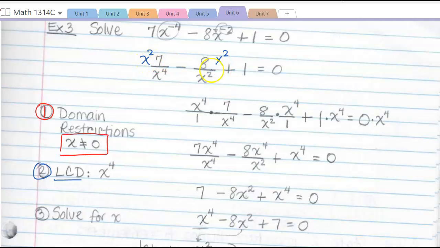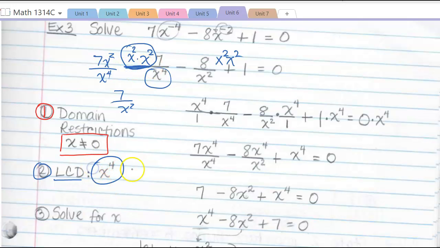But notice, this will get rid of the fraction here, but over here for this first term, I will still end up with 7x squared over x to the 4th. If I reduce that, that becomes 7 over x squared. So I still need to get rid of some more x squared, so I'm going to multiply again by x squared. And if I multiply by x to the 4th, then the x to the 4th in the denominator will go away. So I think our LCD cannot just be x squared, but it needs to be another x squared, because I need x squared times x squared, or x to the 4th. So this is my LCD.